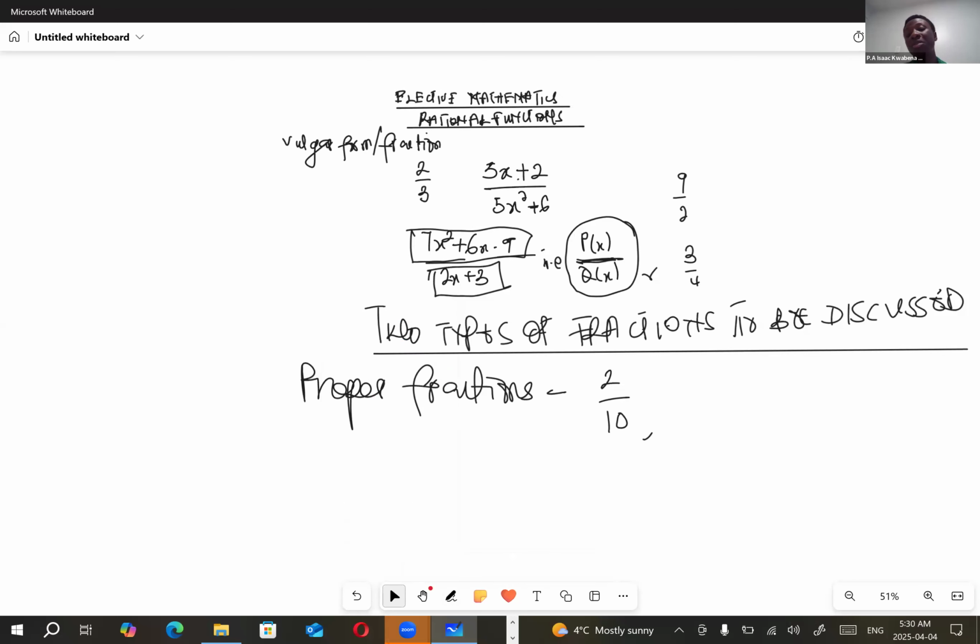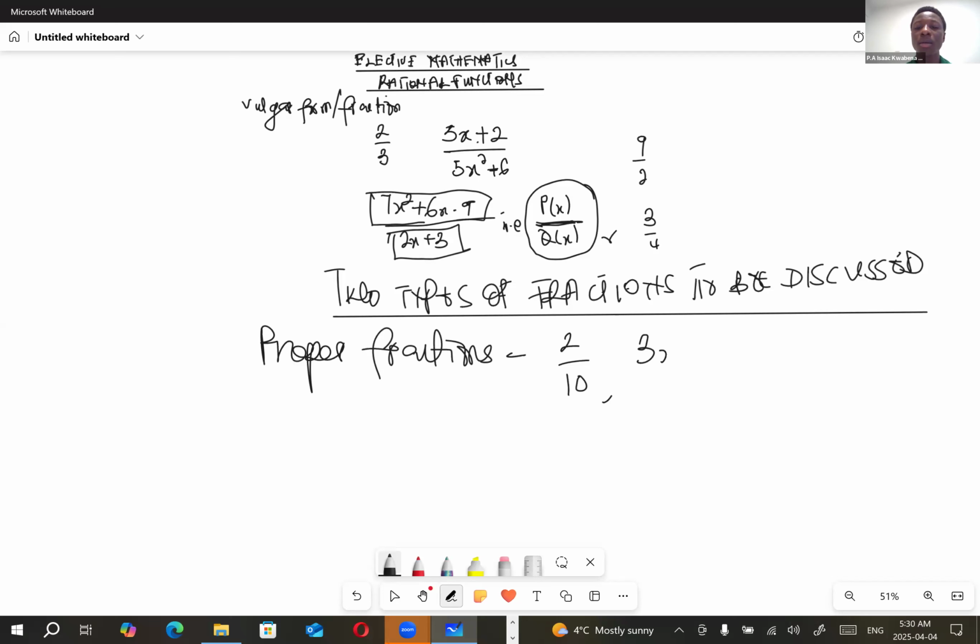Now, this is just common fractions. So now let's look at the kind of fractions that involve variables. Guys, watch closely. When you have an expression involving variables, for example, I've written some on top, so I'll just repeat myself: 3x plus 2 all over 5x squared plus 6.